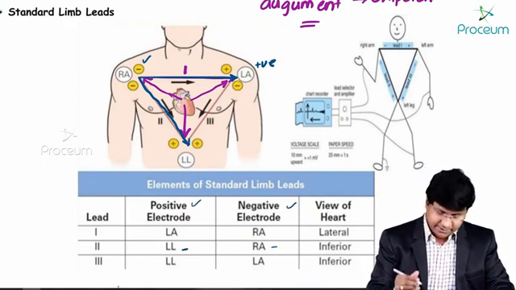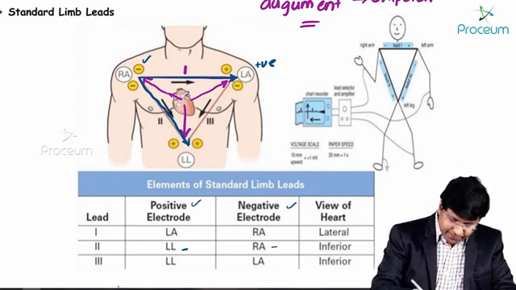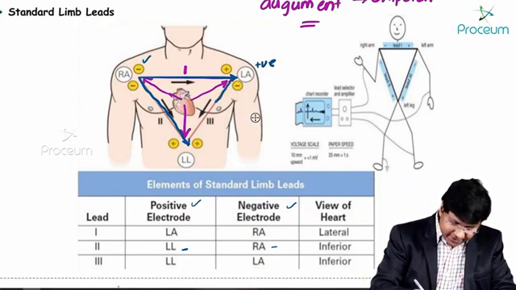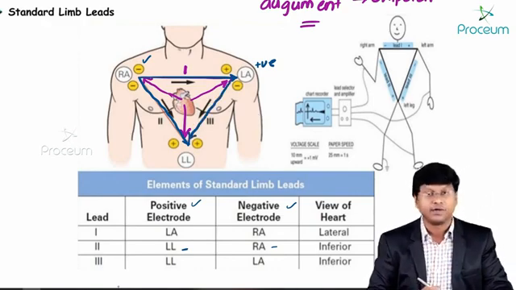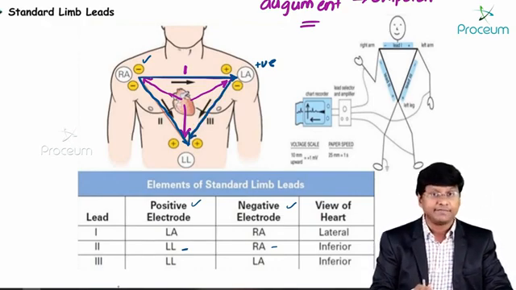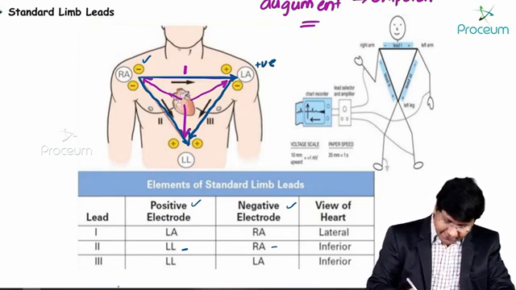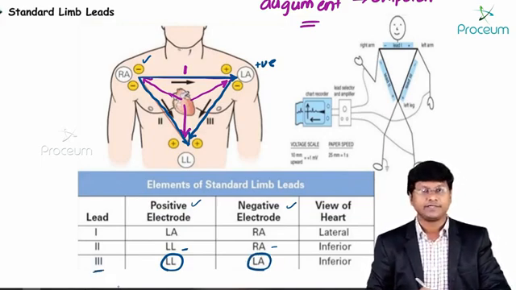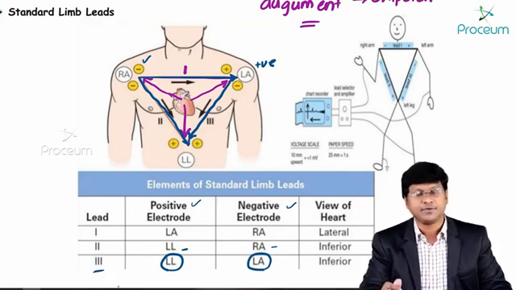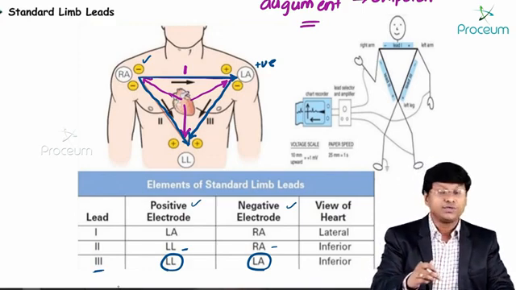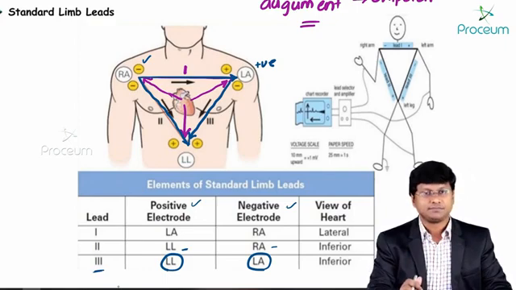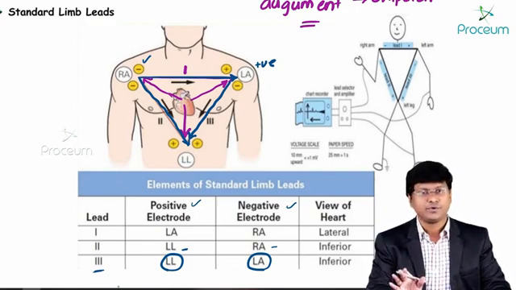And you take lead 3. Lead 3 will measure the potential difference between the left arm and the left lower limb. That means the left lower limb will be positive and the left upper limb will be negative in case of lead 3. So these are your bipolar leads. Now the next point is you need to know about the chest leads. Chest leads are also unipolar leads.